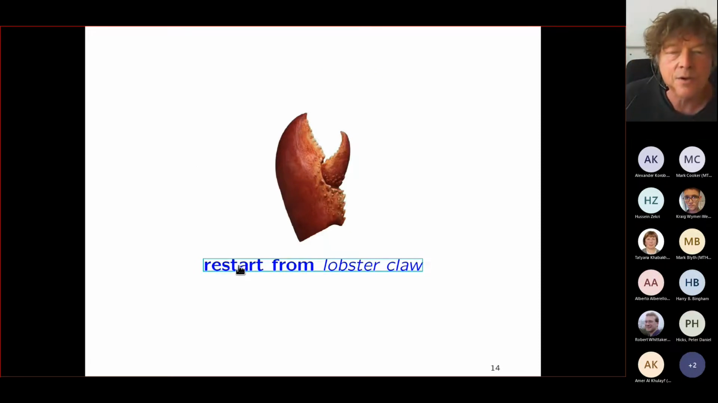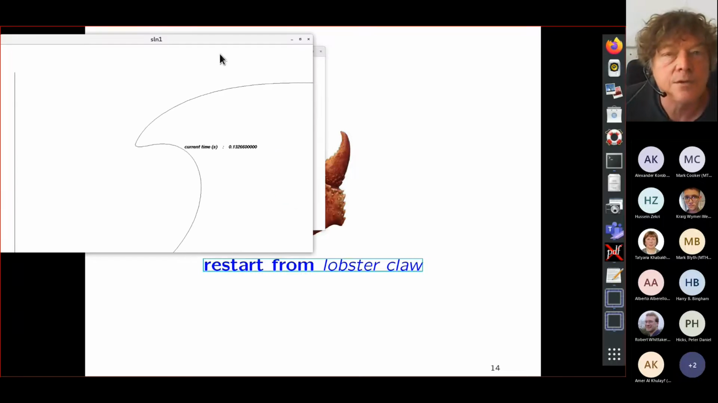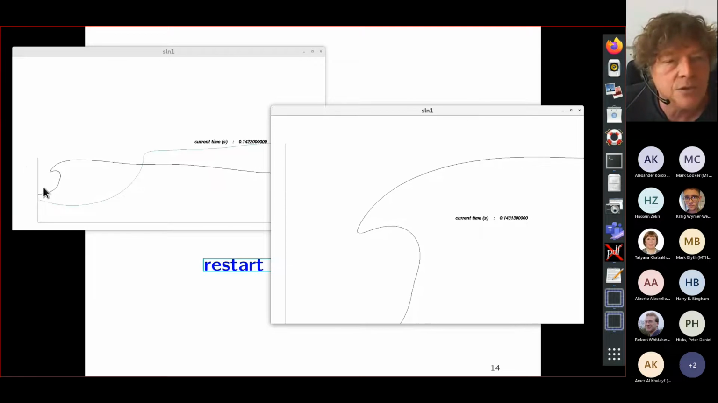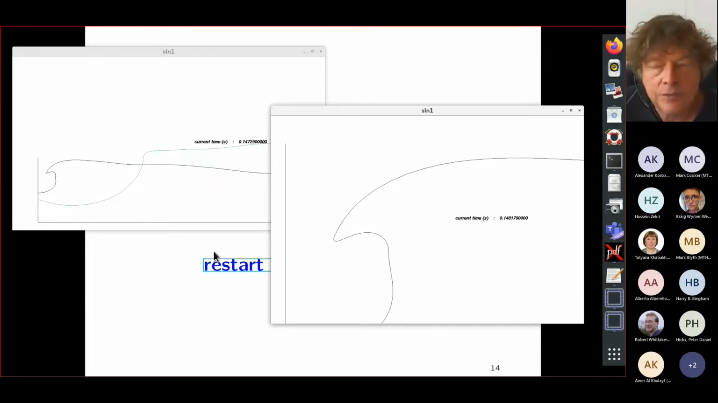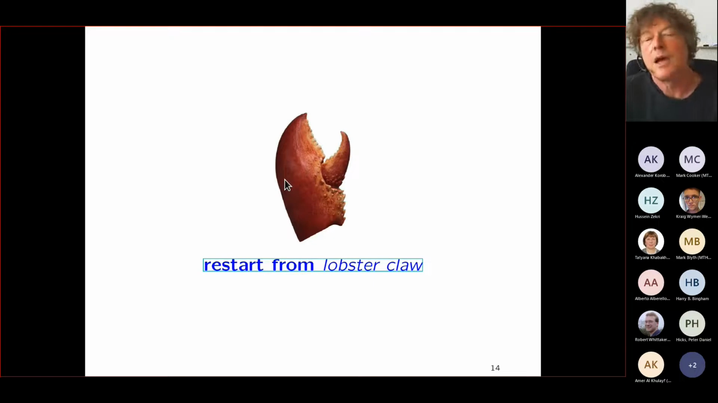I will comment first with a restart from a lobster claw, and you will see that what we are going to simulate looks like what is represented here, which is a real lobster claw. So this is a closer view on the right of what is occurring at the left wall. And then you see this small jet, which is rather prominent, and I will discuss some results coming from this simulation.